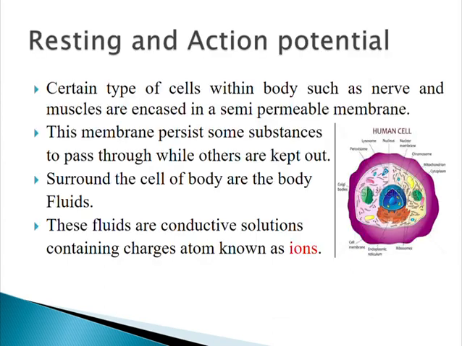So now certain types of cells within the body, such as nerve cells and muscles, are encased in a semi-permeable membrane. So what is semi-permeability? Semi-permeability is the property of the membrane which allows certain substances to pass while it blocks certain substances outside the cell. And you can see in the figure this membrane is surrounding your cell body.